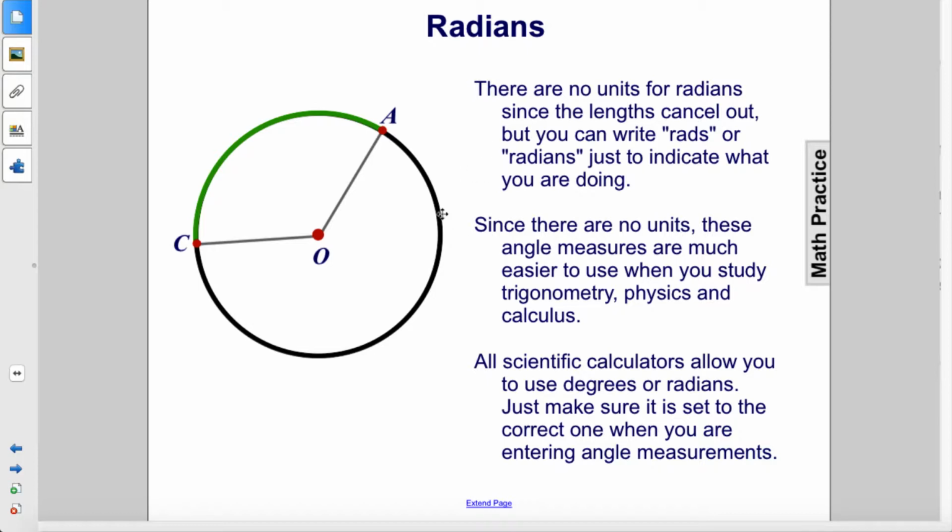Since there are no units, these angle measures are much easier to use when you study trigonometry, physics, and calculus. All scientific calculators allow you to use degrees or radians. Just make sure it's set to the correct one when you're entering angle measurements.